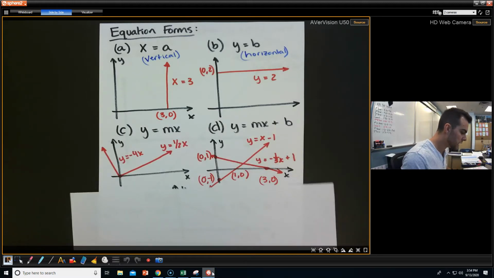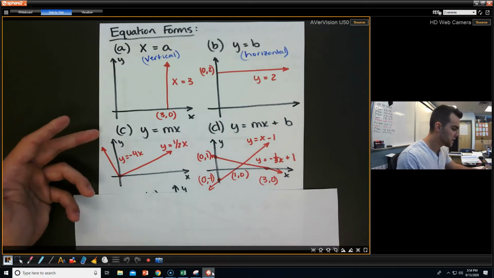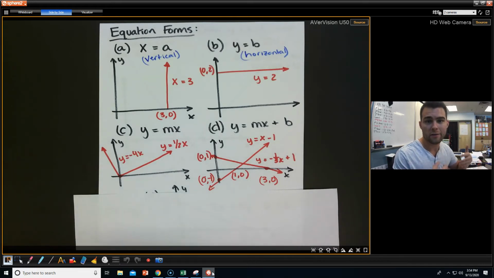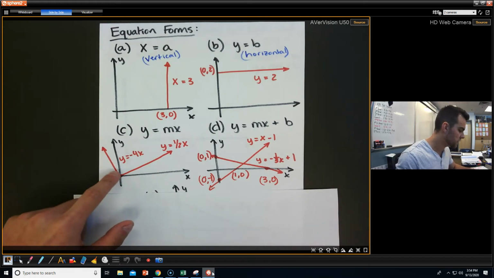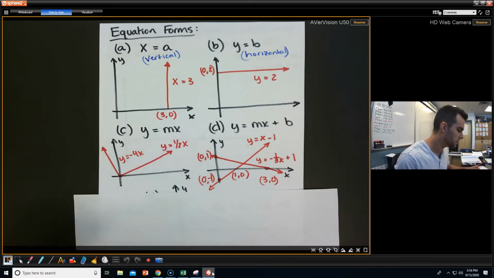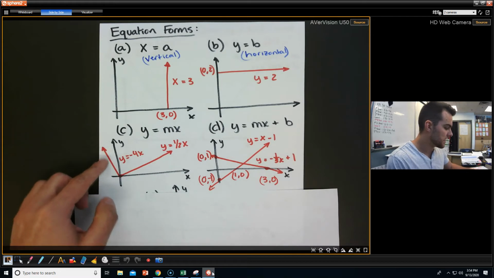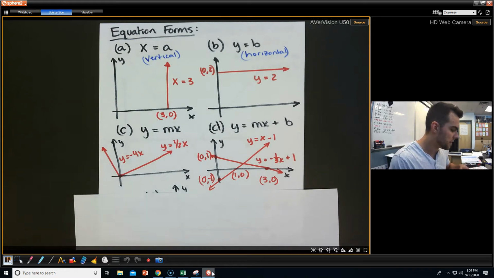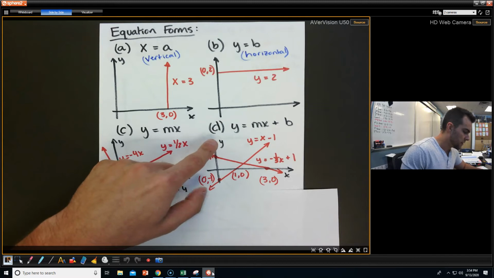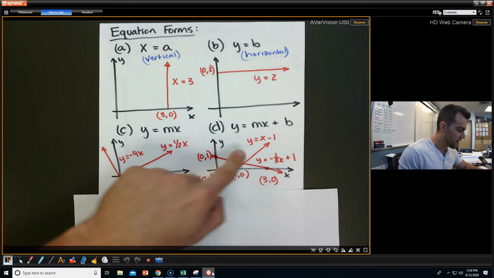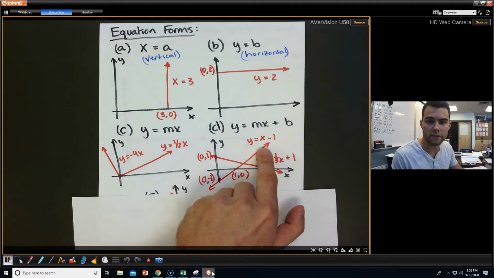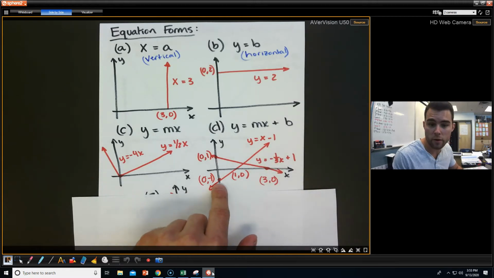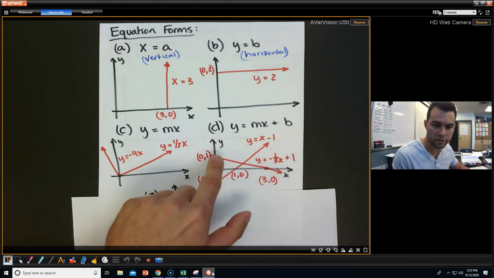So let's look at these two cases. Case C, y equals mx, where my y-intercept is 0. They're all going to cross through the origin, and I have negative 4x for this line, 1/2 x for this line. Okay? And again, you can see if it's negative slope, it's going from top left to bottom right. And then for y equals mx plus b, again, if I have my y-intercept as negative 1, I expect this line to cross through 0, negative 1. Same here, plus 1, 0, 1 right there.